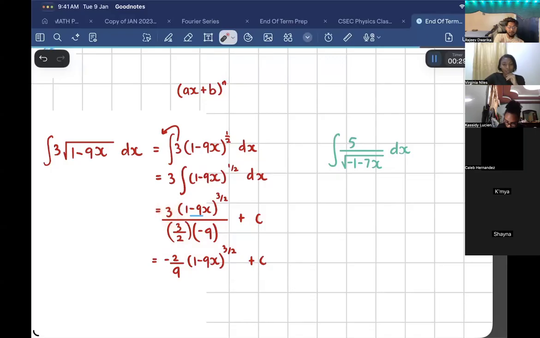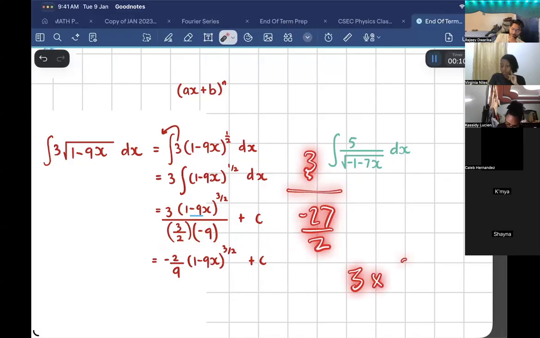Yeah, so if you wanted to do this the long way, you would multiply 3 here by the -9, and that'll be -27 over 2. And of course that was divided by 3. And then that would work out to be 3 multiplied by 2 over -27. 3 into 3 is 1, 3 into 27 is 9. You're going to end up with -2 over 9. Oh, okay. Thank you, sir.